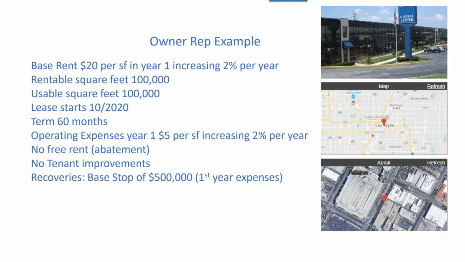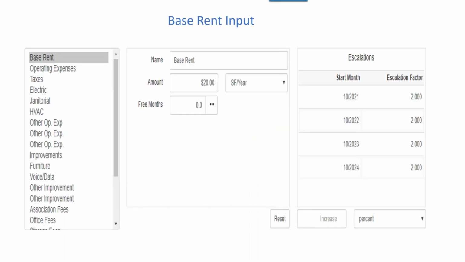So when we say base stop, the base is the first year, and anything above the first year expenses is what's going to be passed through to the tenant. So you see what the inputs would look like here. We've picked the base rent on the far left there. You can pick the operating expenses, the taxes, the electric, the janitorial, HVAC, and then you see 3 there that we can rename. In fact, all these can be renamed.